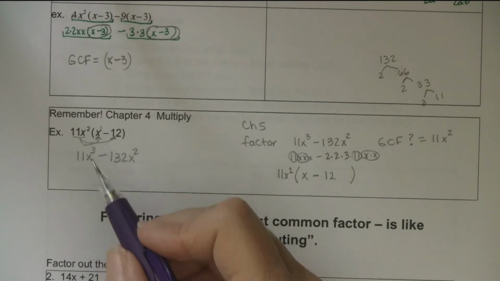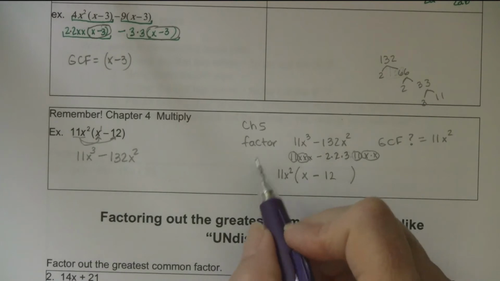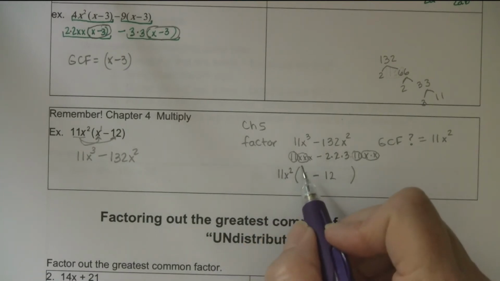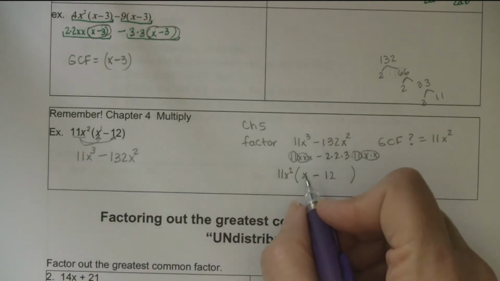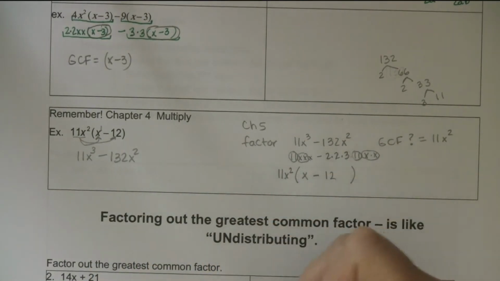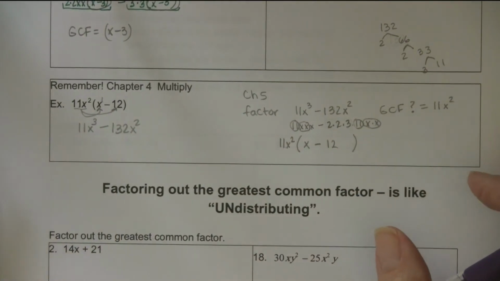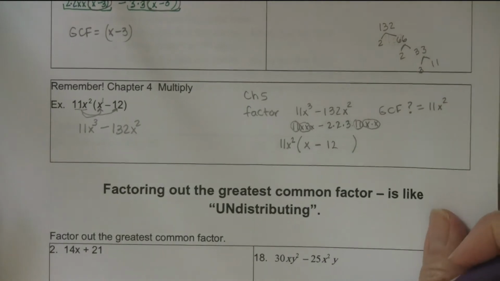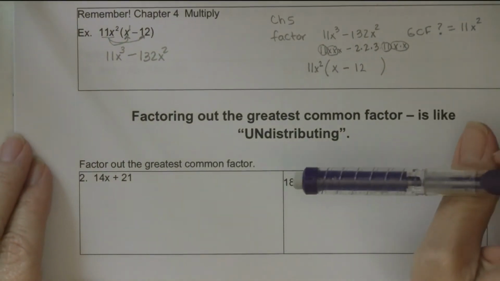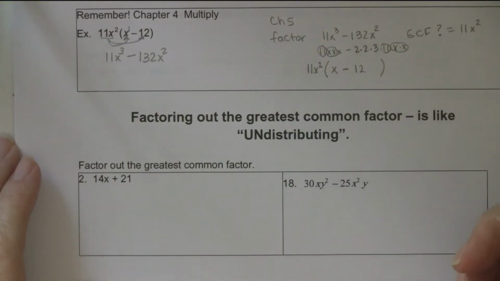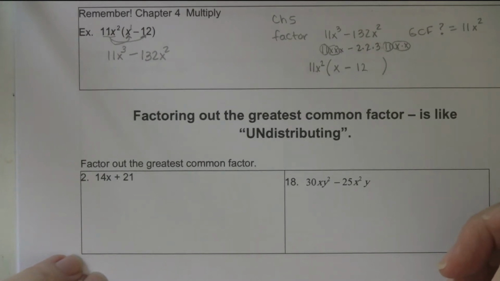And so they are asking you to undo. They're asking you to undistribute. And the first step to undistributing is to find the greatest common factor. And the greatest common factor goes in the front. Then you build it back so that when you multiply it together, it gives you what you started with. So factoring out the greatest common factor is like undistributing is what it is. And we learned how to distribute in chapter 4, right? Maybe even sooner than that, because I know we did the distributive property in chapter 1.